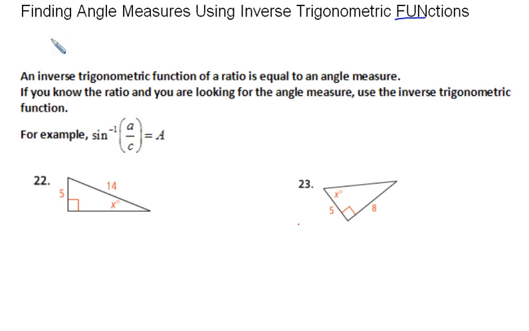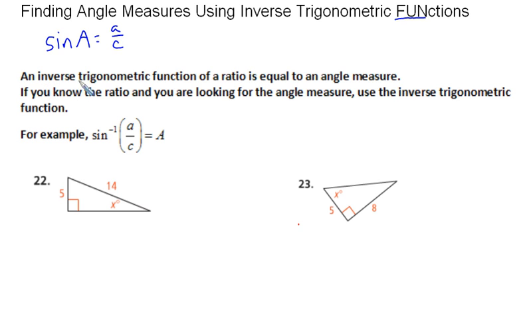Previously, we talked about that a trig function, like sine, of an angle measure that we might describe as A is equal to a ratio, like A over C. And we used this when we were looking for either A or C, if we were looking for a side of a right triangle. But today, we're going to be looking for the angle measures.